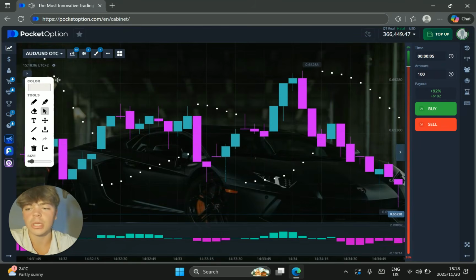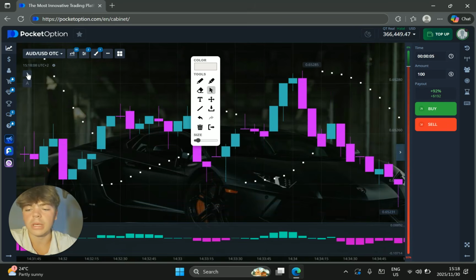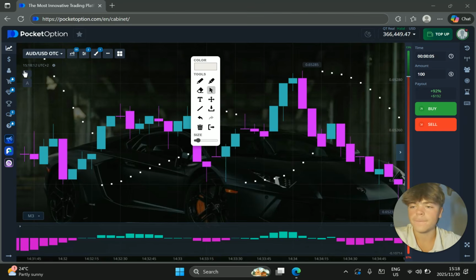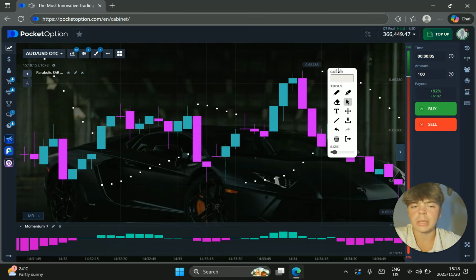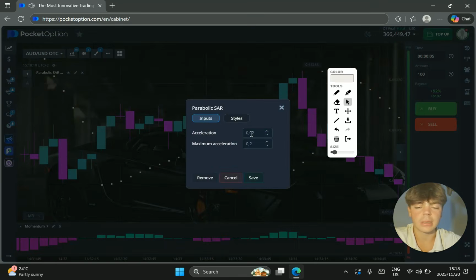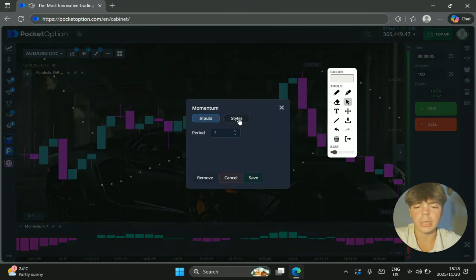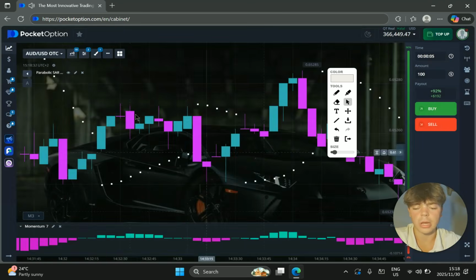That is the strategy. So let's reveal the indicator settings. Let's move myself here. Okay. The indicator settings is the parabolic SAR, specifically the standard settings, 0.02 acceleration and 0.2 maximum acceleration, as well as momentum 7 period, and specifically the bar style.